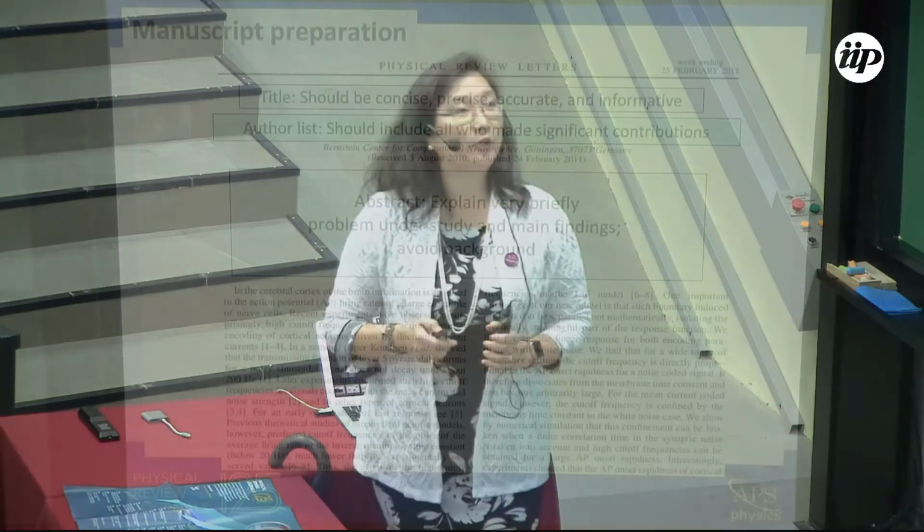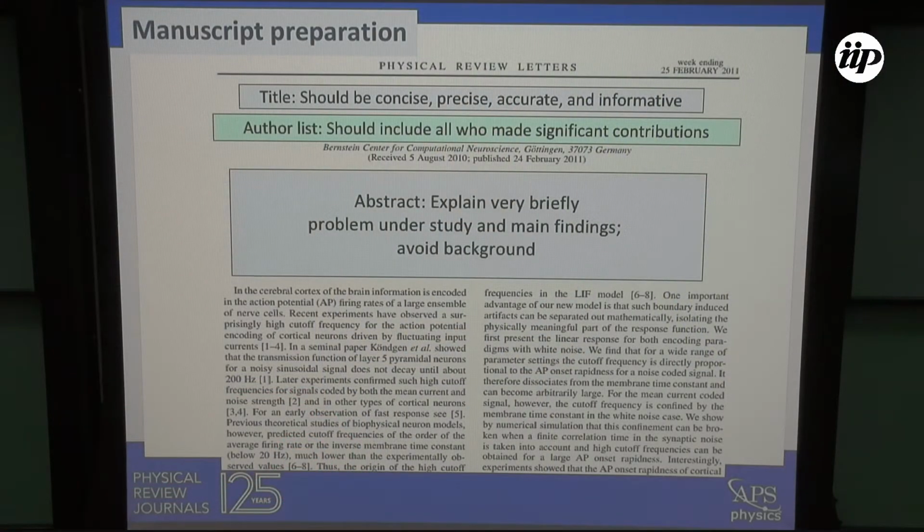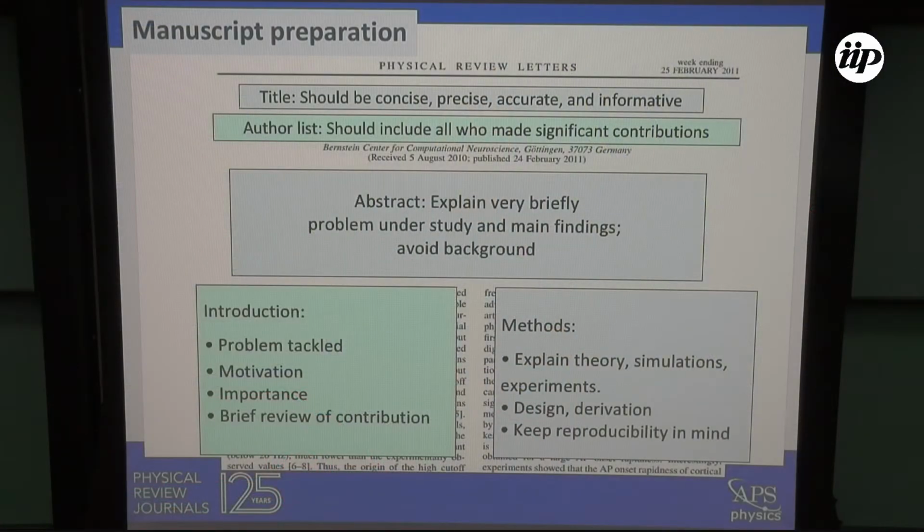The abstract: explain very briefly the problem of the study and the main findings. Avoid any background. The title and the abstract are things that people can usually read without paying for anything, so this is your chance to dazzle the reader so that they'll actually click on the paper and read it. Introduction: the problem tackled, the motivation, the importance, and a brief review of the contribution. Methods, obvious. You explain your theory, simulation, experiments, design, and derivation, keeping reproducibility in mind.